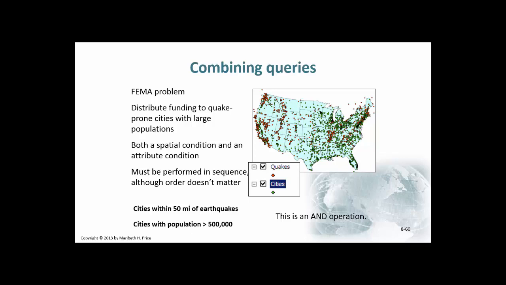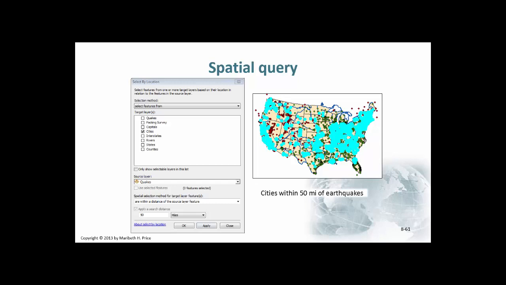In this case, FEMA needs help determining where to distribute funding for earthquake relief. The criteria is that cities must have a population greater than 500,000 and they must be within 50 miles of an earthquake. In this case, both criteria must be true, so this is an AND case. We can start by selecting the cities that are within a distance of 50 miles from earthquakes.